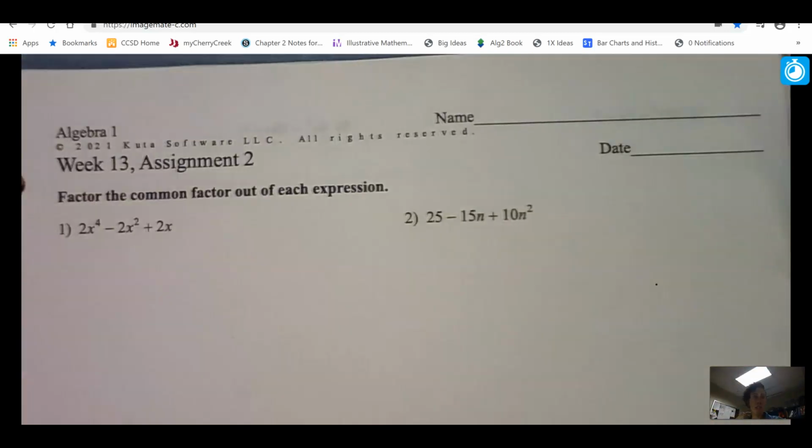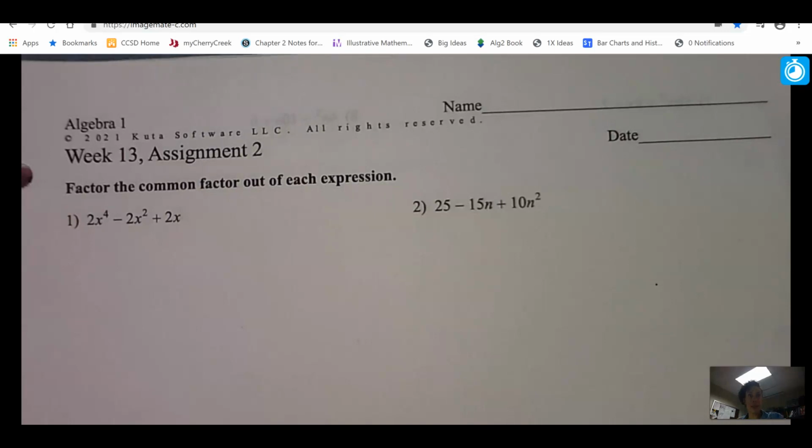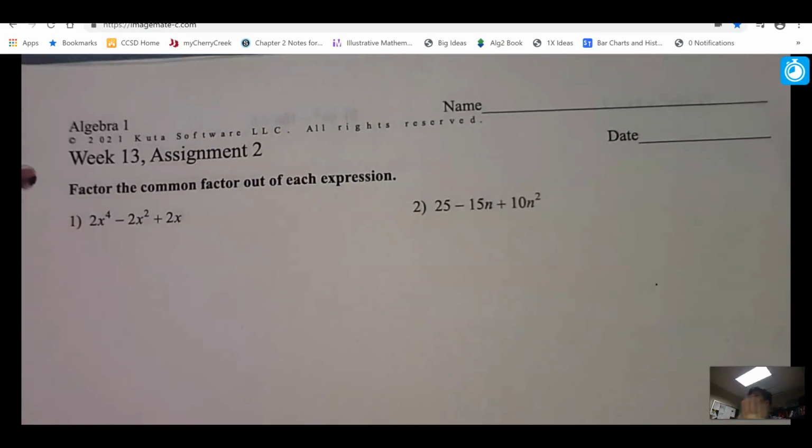The page I want us to look at now, you should have printed up at home, and if you don't have a printer, you can always just write them down. It should be week 13, assignment 2. And in this video, we are putting together all our factoring.